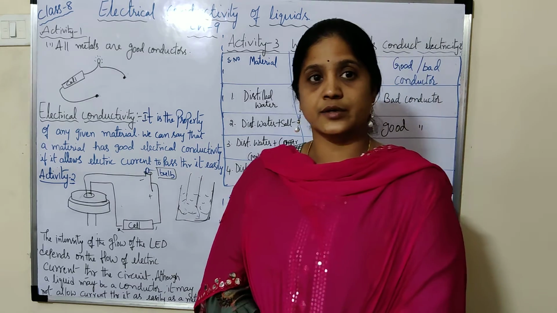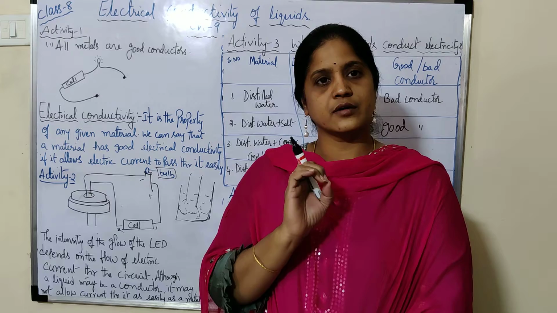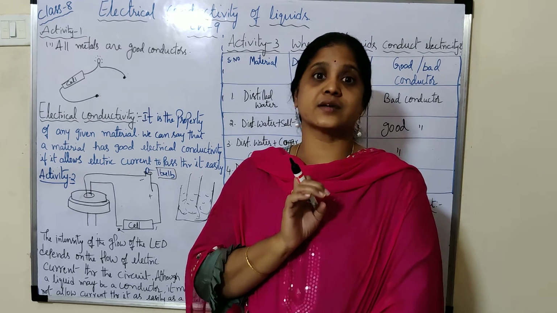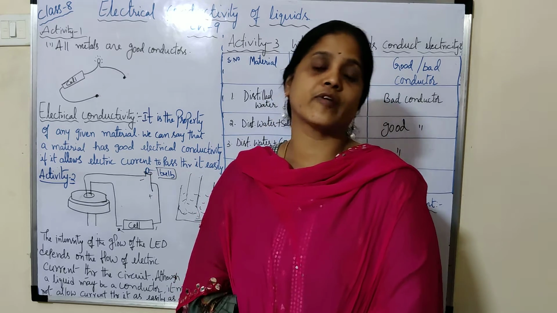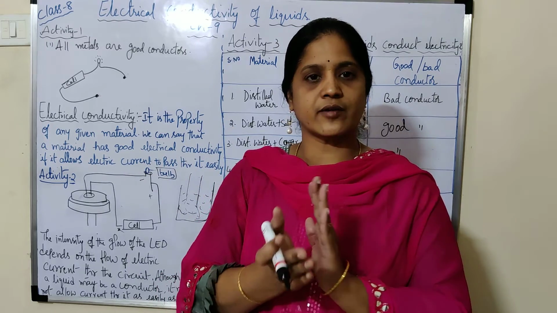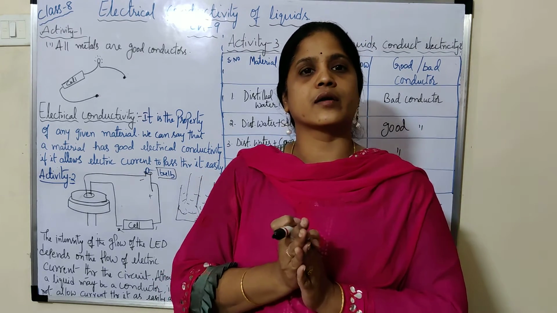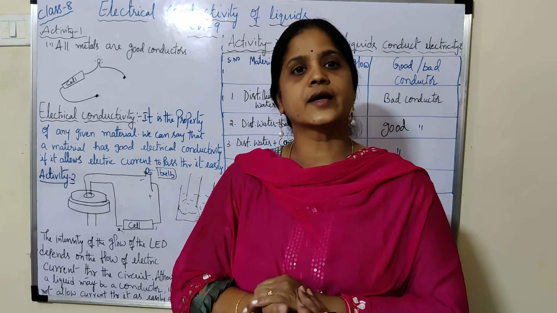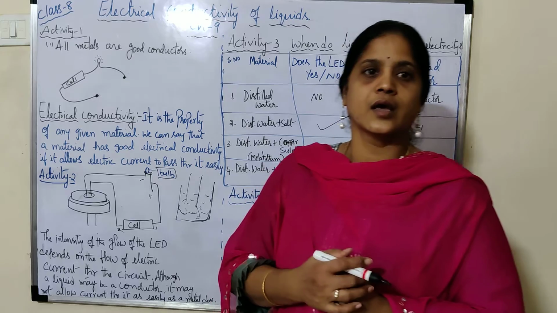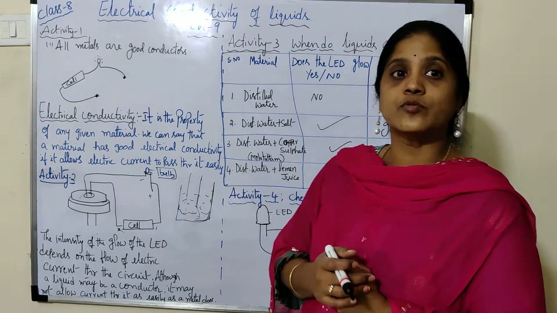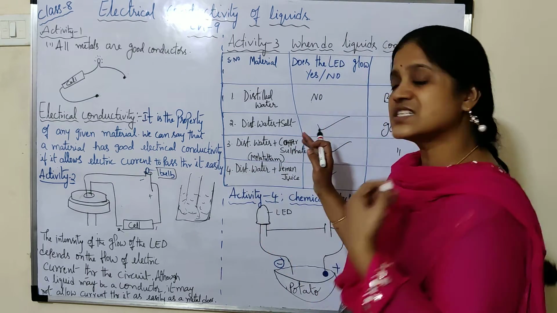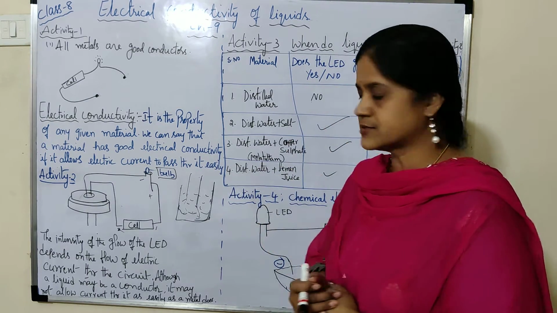Do you know why we should not touch electrical appliances with wet hands? Because water is a good conductor of electricity. If you touch with wet hands, it contains water, so we may get a shock. That's why we should warn children that they should not touch with wet hands.